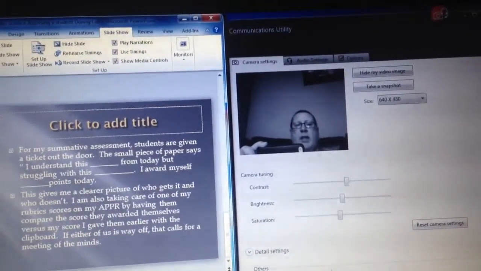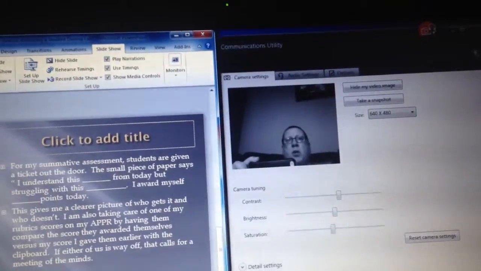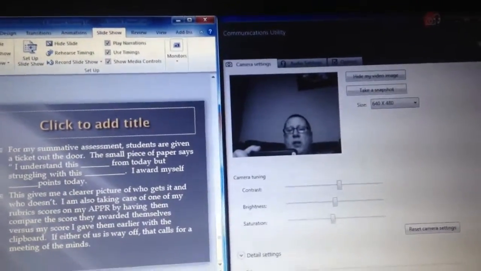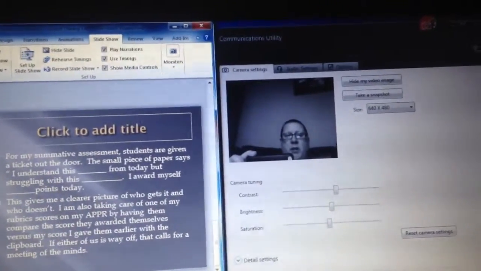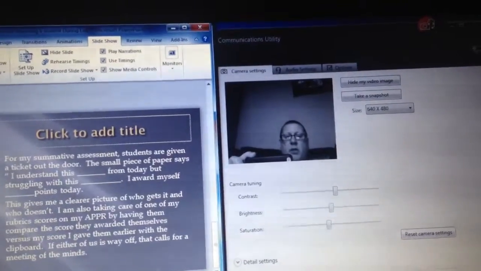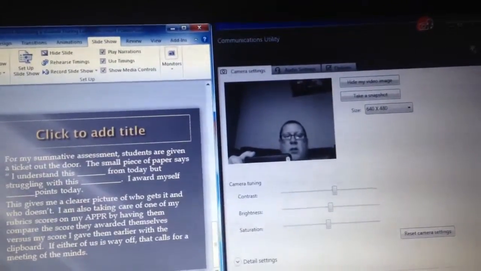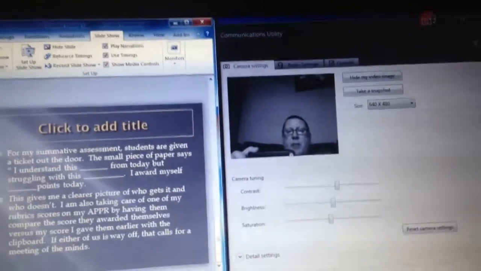So, in recap, use a clipboard. I assign them a grade. They assign themselves a grade. They do peer evaluations where they're also given another grade. Ticket out the door as a summative assessment.